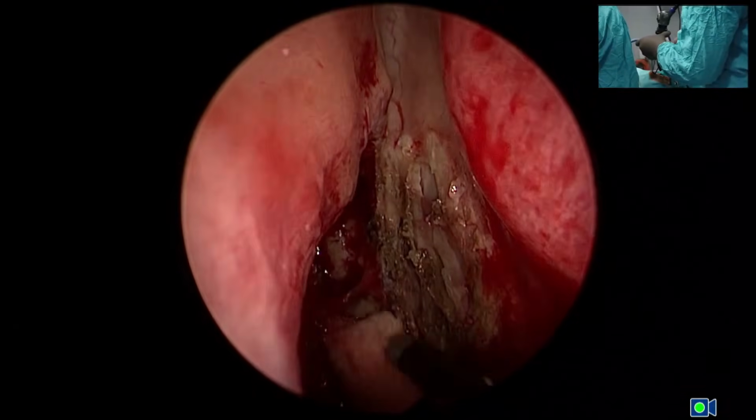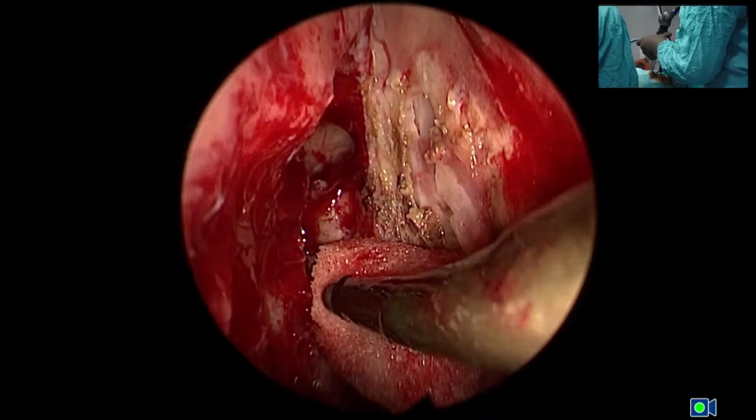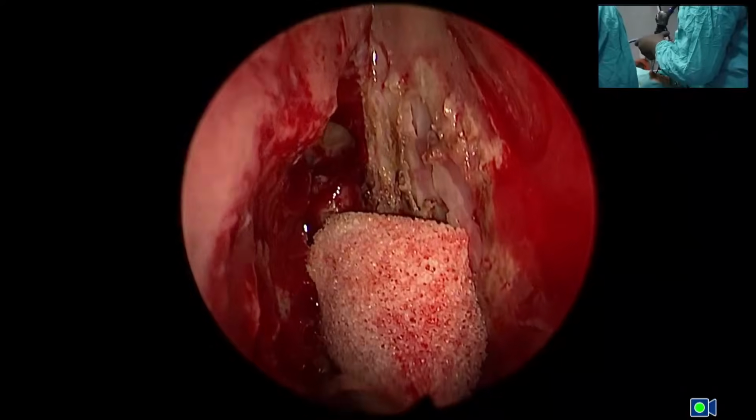Now, that is your frontal sinus. Yes, sir.